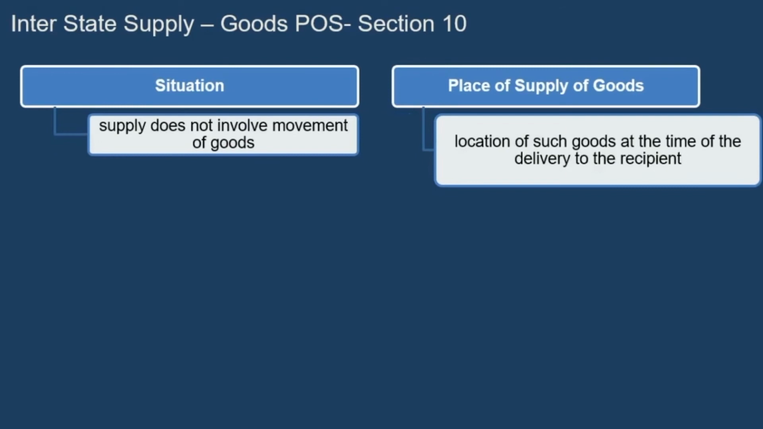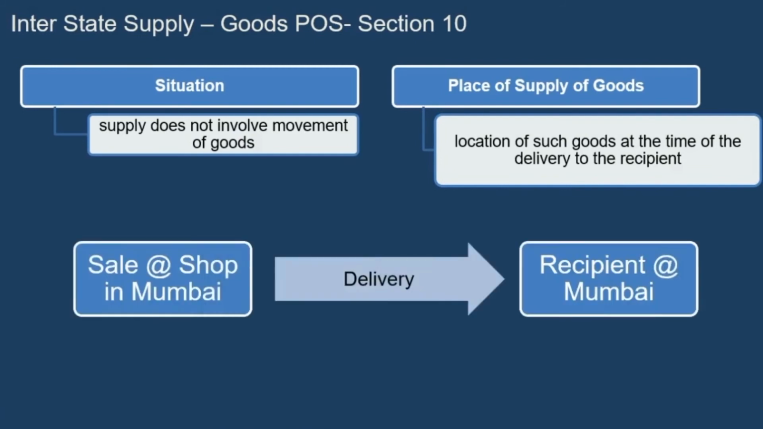Second situation is, supply does not involve movement of goods. It might be like when you go into a shopping mall, you just buy the goods across the counter, take the delivery and move. The place of supply of goods will be the location of such goods at the time of delivery to the recipient. Like a sale at a shop in Mumbai that is delivered to the recipient at Mumbai. Obviously, as we discussed in the shopping mall, you just purchase some goods.